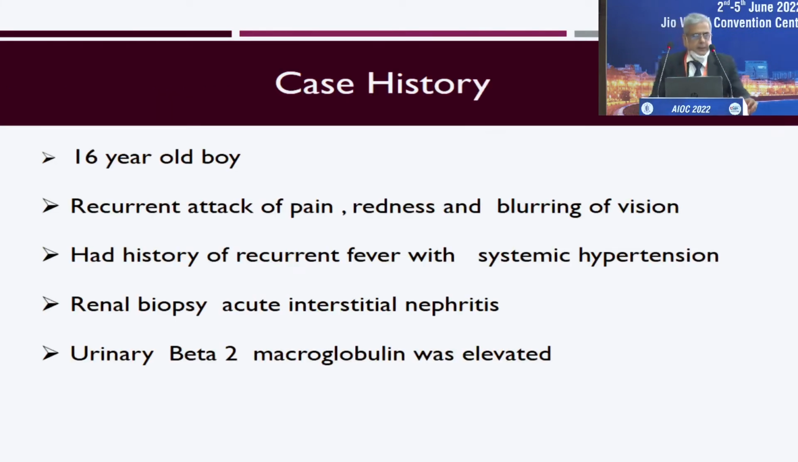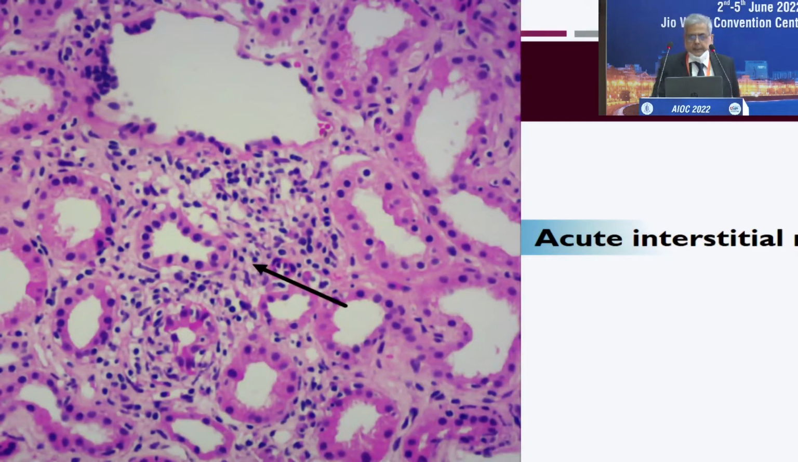This is a 16-year-old boy, recurrent attack of pain, redness and blurring of vision, had history of recurrent fever with systemic hypertension. Renal biopsy showed acute interstitial nephritis. Urinary beta-2 microglobulin was elevated. And here you can see the acute interstitial nephritis.